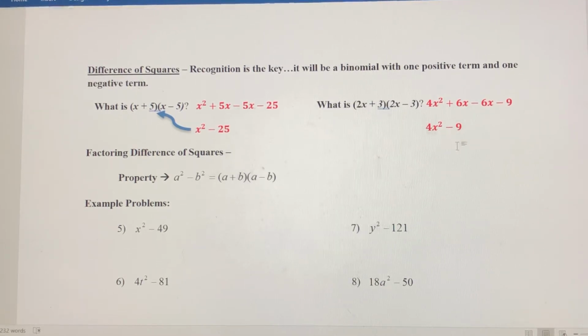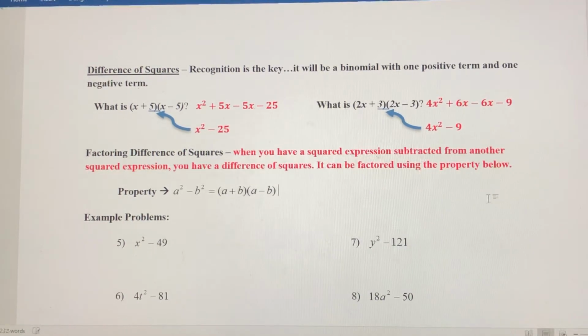So when I factor this, the answer is going to look like what we started with, okay? Square root of 4x squared is 2x, so notice that's the first term in each binomial. Square root of 9 is 3. Notice that's the second term in each binomial. And then we're going to have one plus sign in between the two and one negative sign in between the two, okay? So, factoring difference of squares.